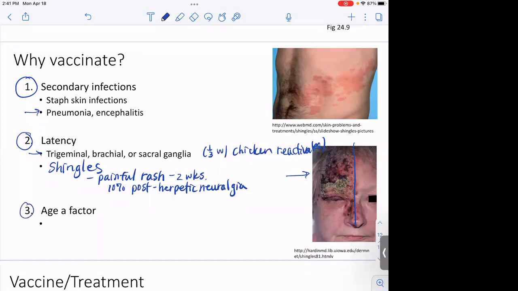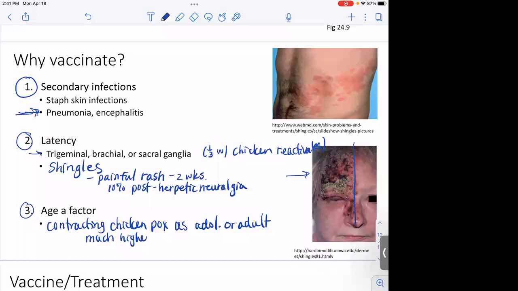And lastly, if you get chickenpox when you're older, you have a much higher chance of having complications like pneumonia and encephalitis. So contracting chickenpox as an adolescent or adult, just much higher chances of it being a very severe infection, having those complications, so of severe disease.